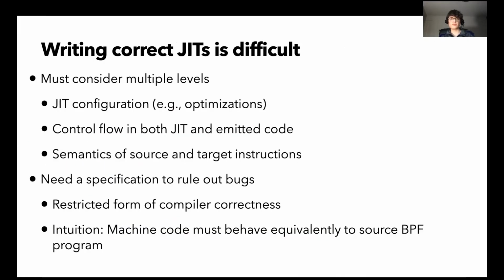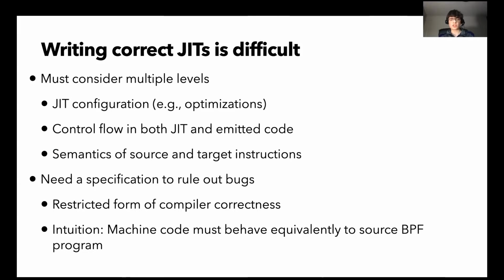So what we've seen is an example of why writing correct BPF JITs is difficult. This is because the developer has to think about code that runs at multiple levels. They have to think about the JIT configuration, such as optimizations. They have to think about the control flow in both the JIT and the emitted code. And they have to think about the semantics of the source and the target instructions. So what we need is a specification that's capable of ruling out all of these types of bugs.